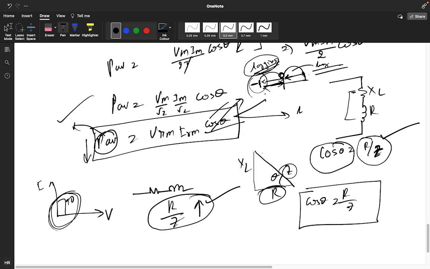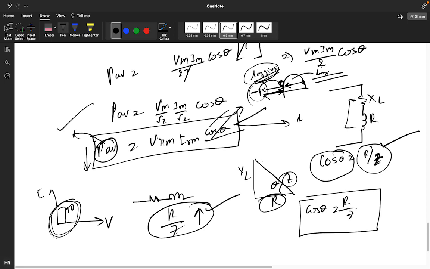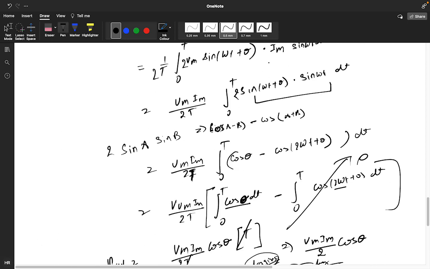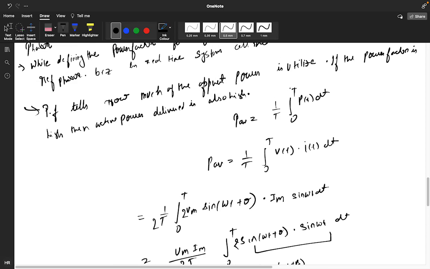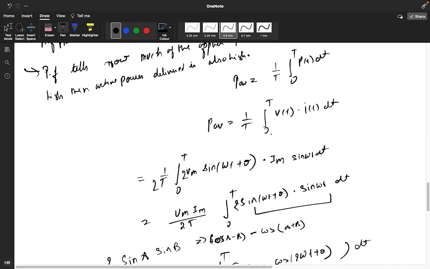Right. Up to this is clear, Prasanna? Yeah. Or any doubt? If you are facing any doubt, you can ask. You understood this part? Yeah, got it. Got it.